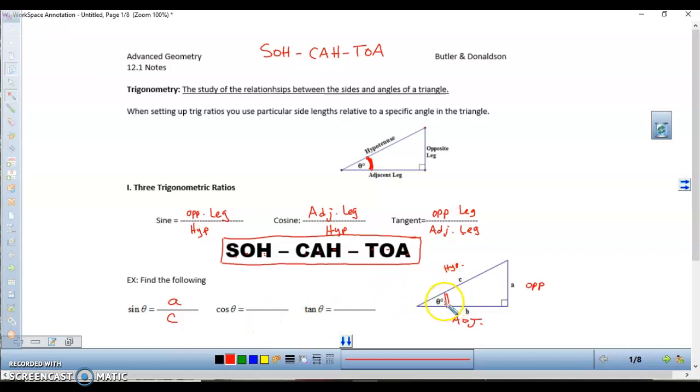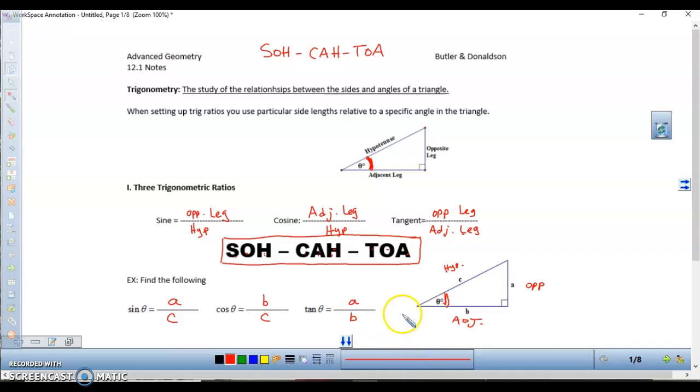All right, and again using SOHCAHTOA, cosine is adjacent over hypotenuse. So here's theta. This is the adjacent leg. This is the hypotenuse. So adjacent over hypotenuse is B over C. And then lastly, the tangent of theta, and tangent is opposite over adjacent. So the opposite leg was A, the adjacent leg was B, so the tangent of theta is A over B.